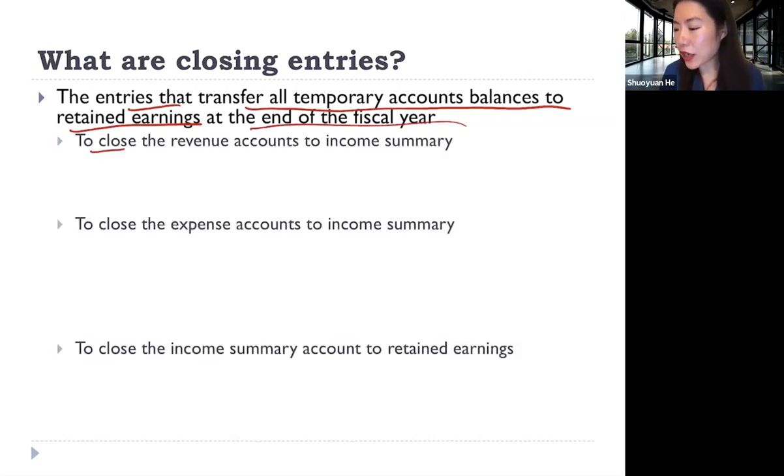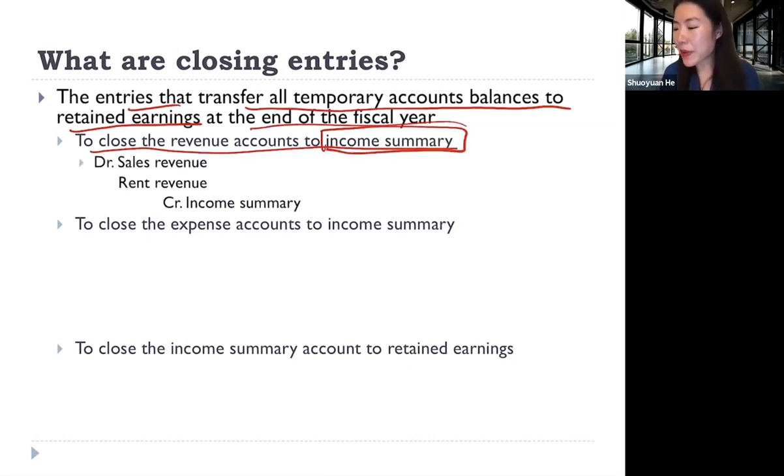The first one is to close the revenue accounts to income summary. So income summary is another temporary account. The entry is basically we debit all of the revenues, all kinds of revenue, because revenue has a balance at the credit side. So in order to close it out, we need to debit all different kinds of revenue and we credit income summary. This is the first closing entry.